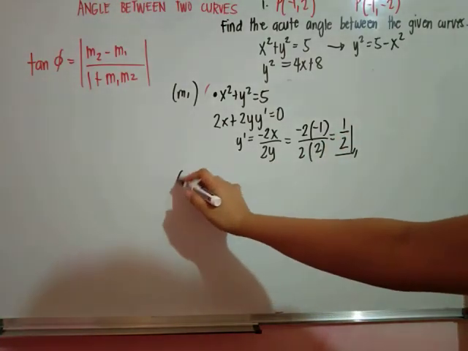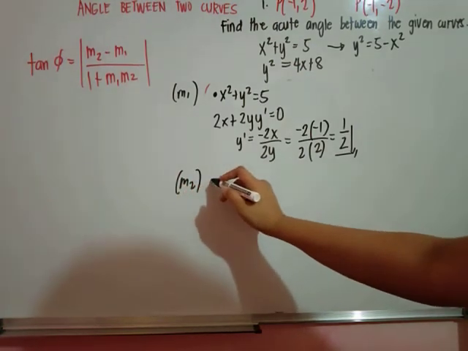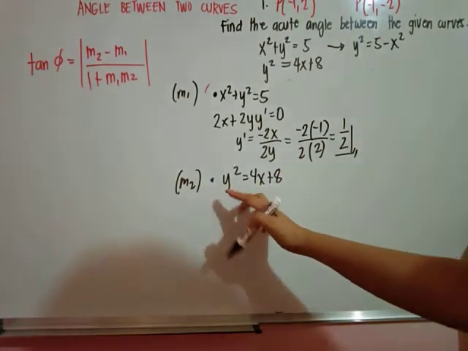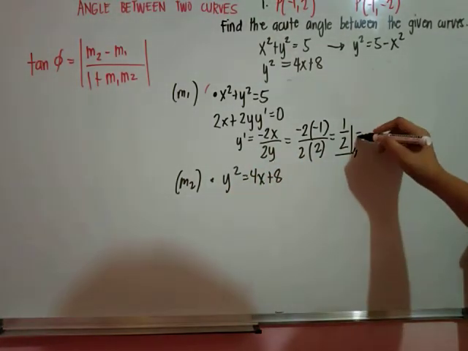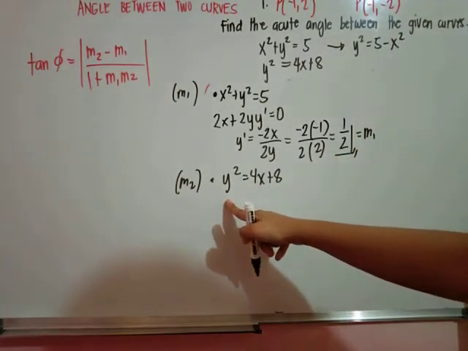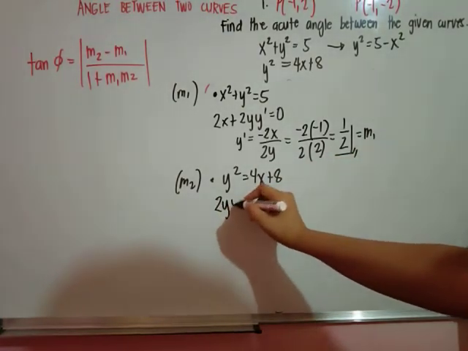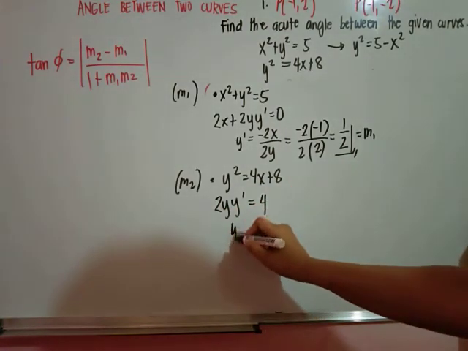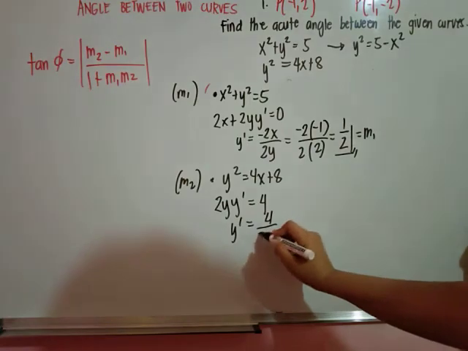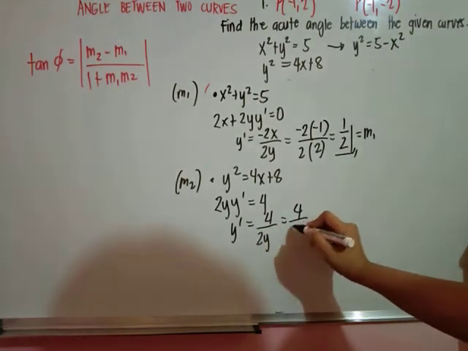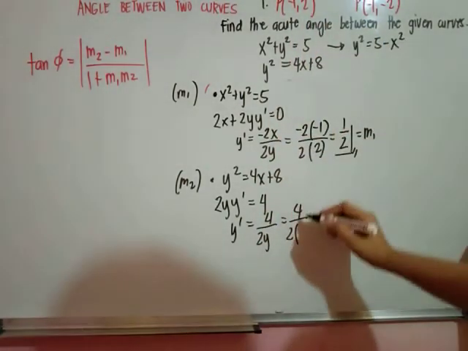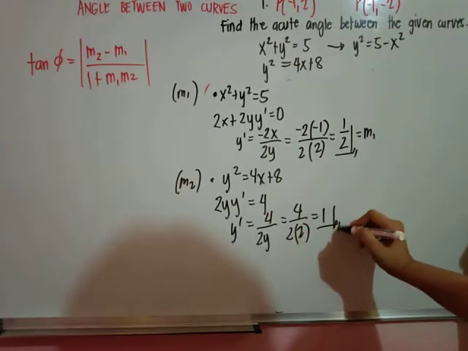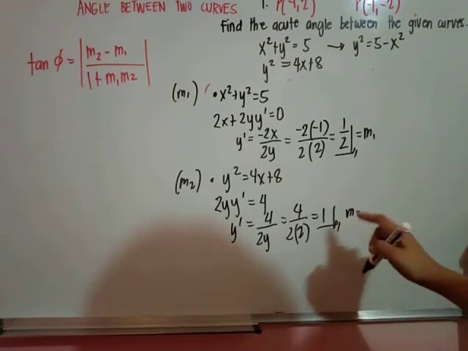So, sa second curve, which is y squared equals 4x plus 8, kunin din natin. So, ito na yung m1 natin, ano? And then, for m2, we have to get the first derivative. 2y prime equals 4. Then, y prime is equal to 4 over 2y, which is equal to 4 over 2 times y, yung y natin is 2. So, we have 4 over 4 equals 1. So, therefore, ito yung m sub 2 natin.